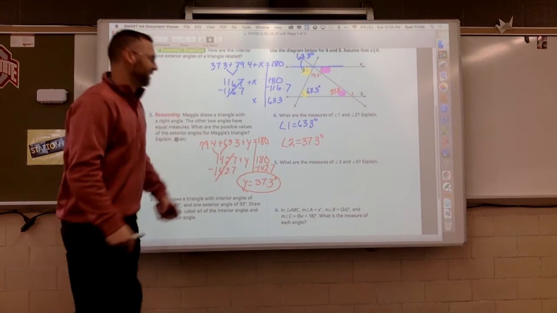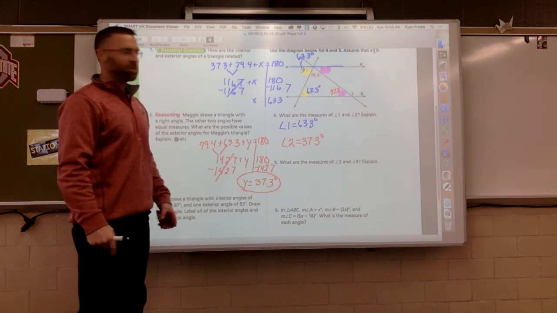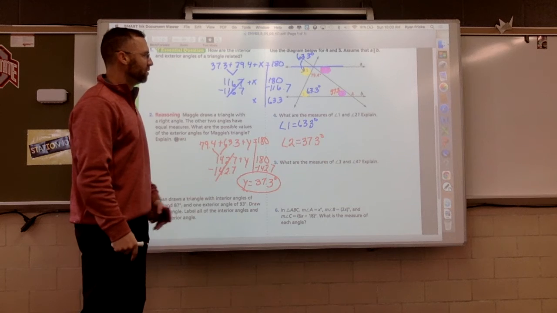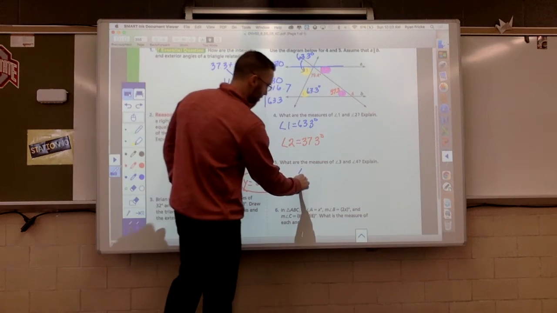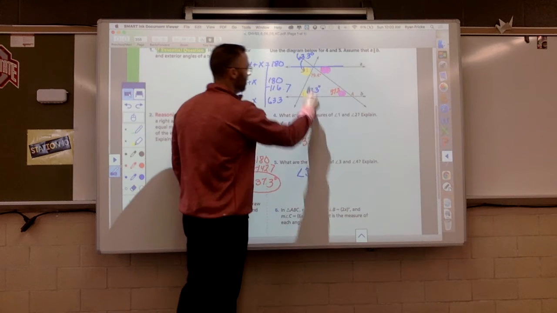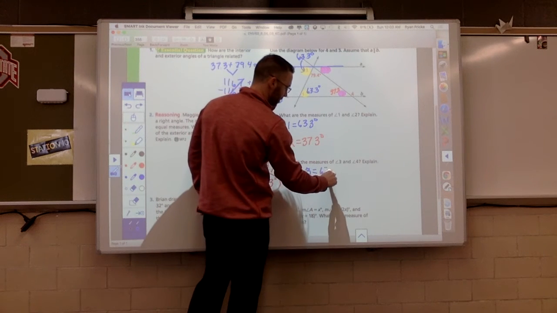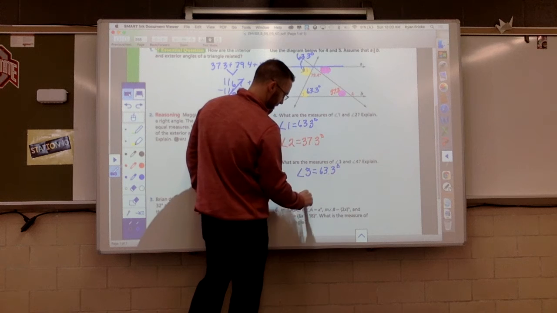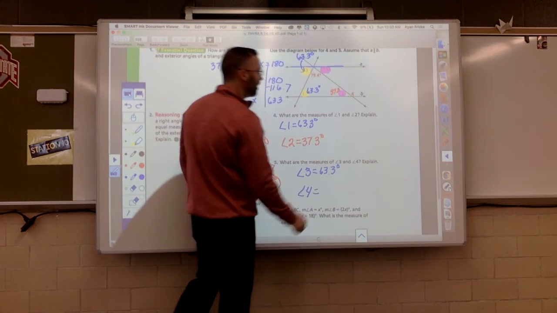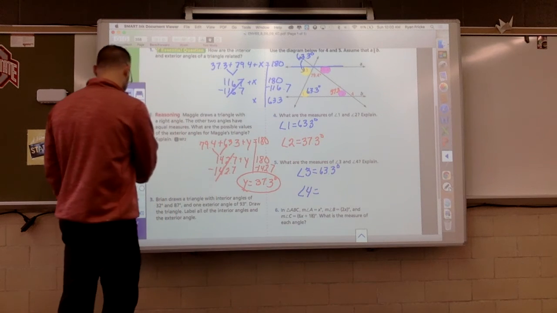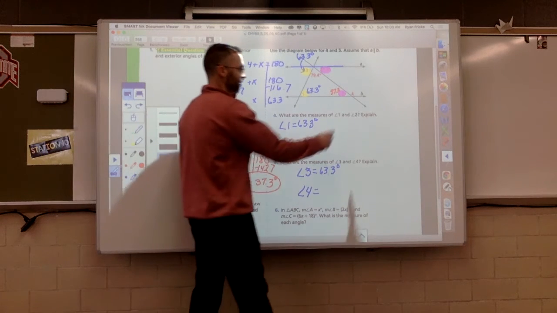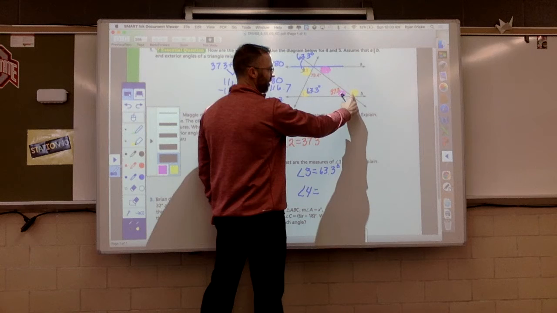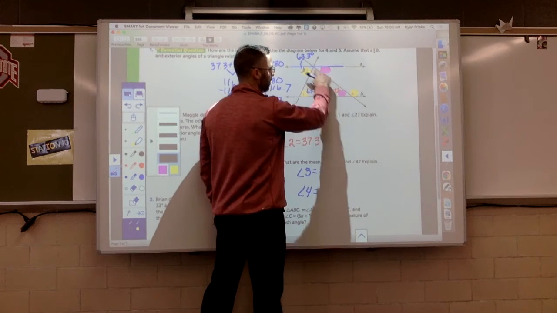All right! What are the measures of angle 3 and 4? Well, that's easy. We already found angle 3. Angle 3, we already found 63.3 degrees. Angle 4, we need to find some relationship. Well, sure looks like angle 4 is on the outside of a triangle. Okay, there it is, on the outside of this triangle here.